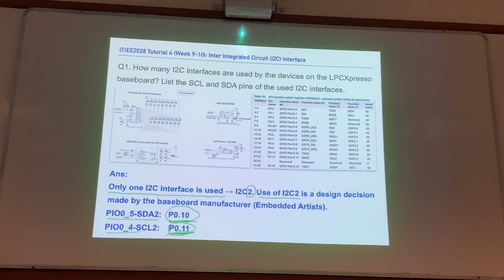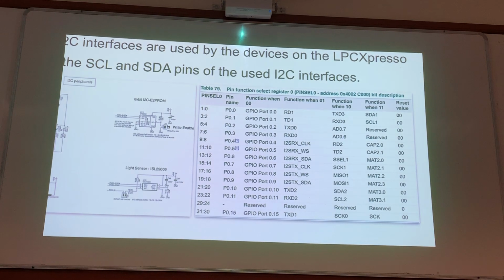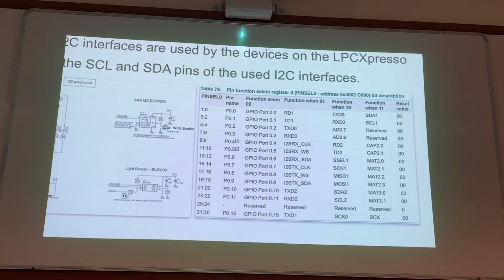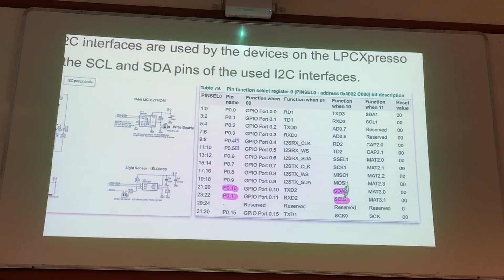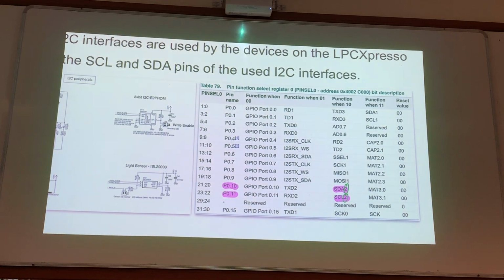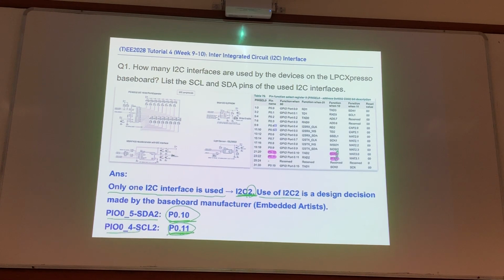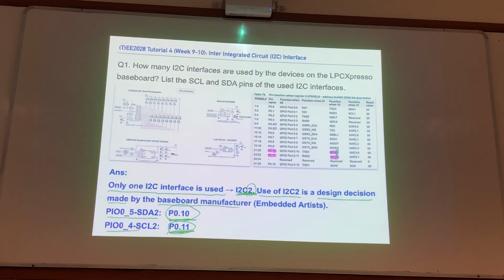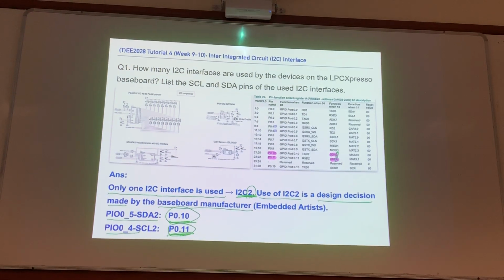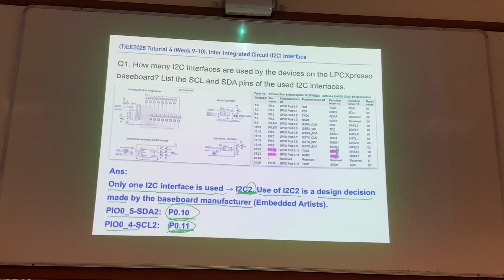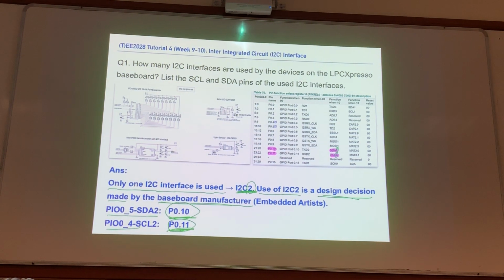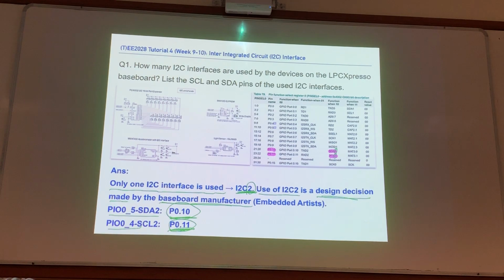If you look at this table, which is the LPC user manual, you have P0.10 and P0.11 here. Can you see that they are SDA2 and SCL2? This means the interface you are using is I2C2. This is actually a design decision made by the baseboard manufacturer who designed the big board, because that person designed how the socket looks and how you connect your small board onto the big one. So that's question 1. This one is easy.